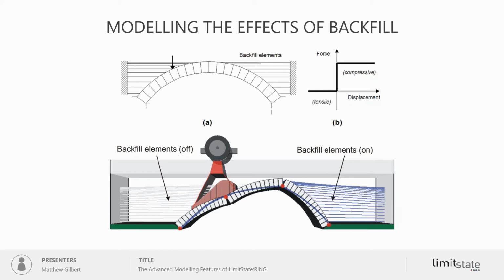And the way we model that in LimitState Ring is using what we call backfill elements. These are one-dimensional elements, which are active or mobilized if the masonry is moving into them, and not mobilized if the masonry moves away. And so what we're saying is we're modeling passive resistance. We're actually ignoring active pressures, which are typically relatively small.